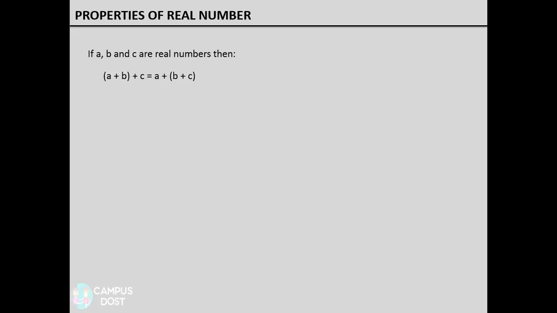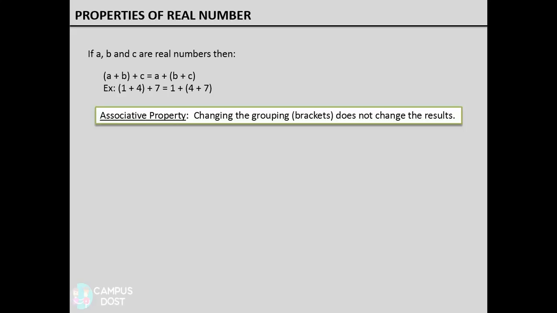Now, the next property says that the sum of a and b, plus c, is the same as a plus the sum of b and c. So, for example, if we want to find the sum of 1, 4 and 7, finding the sum of 1 and 4 first and then adding 7 produces the same result as adding 1 to the sum of 4 and 7. The property demonstrated here is called the associative property, and we say that an operation is associative if changing the grouping or brackets does not change the result.